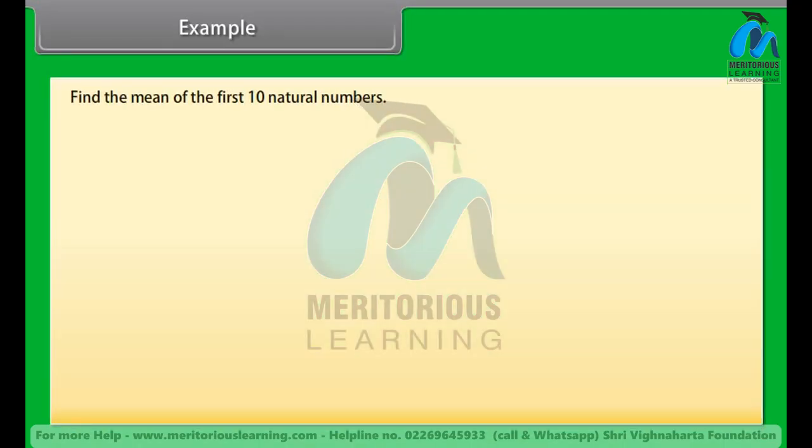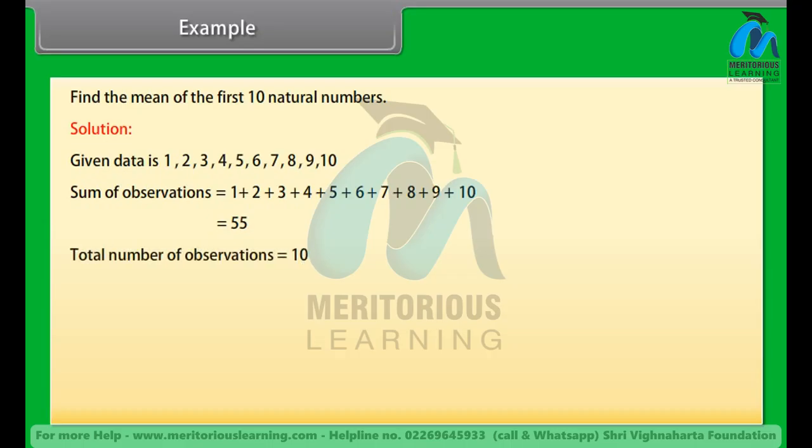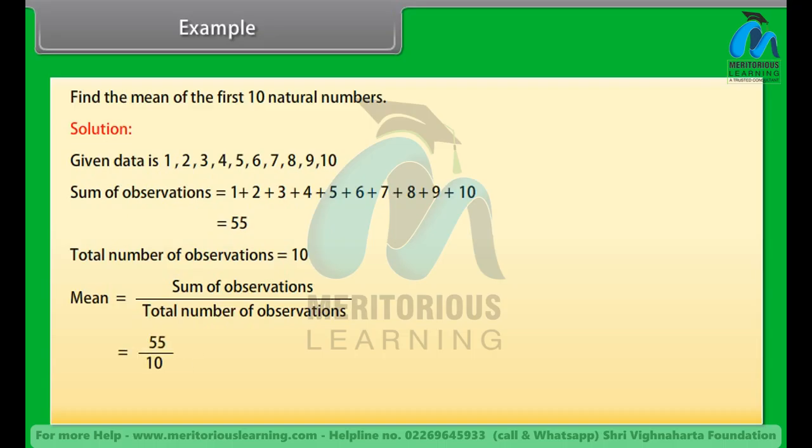Example. Find the mean of the first 10 natural numbers. Solution. Given data is 1, 2, 3, 4, 5, 6, 7, 8, 9, 10. Sum of observations is equal to 1 plus 2 plus 3 plus 4 plus 5 plus 6 plus 7 plus 8 plus 9 plus 10 equals 55. Total number of observations equals 10. Mean is equal to sum of observations by total number of observations equals 55 by 10 equals 5.5.